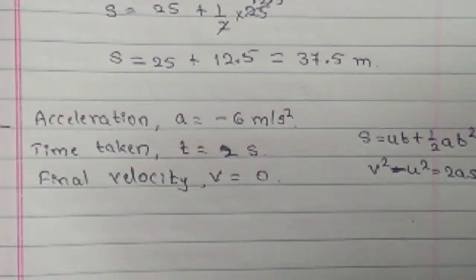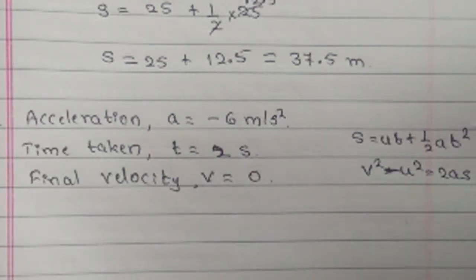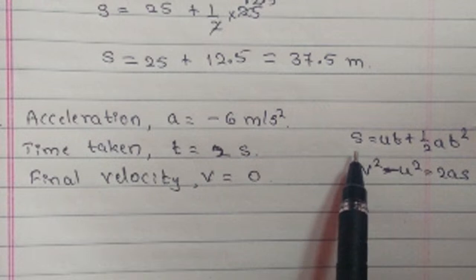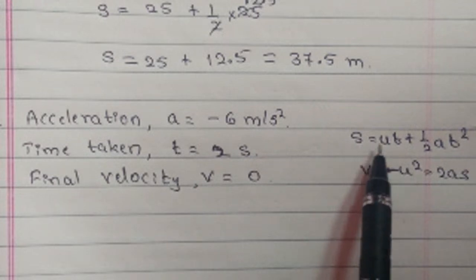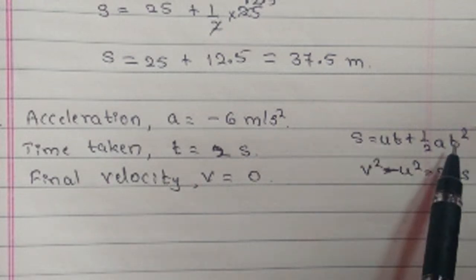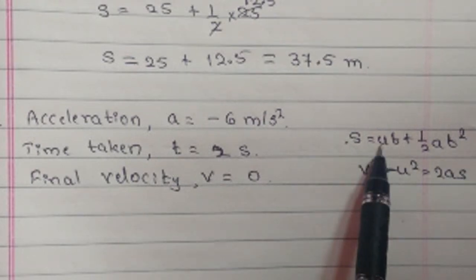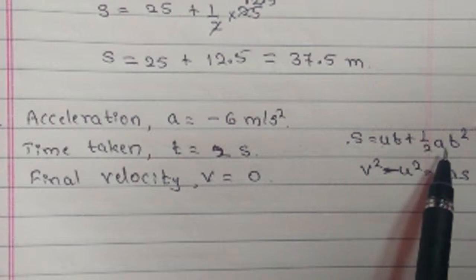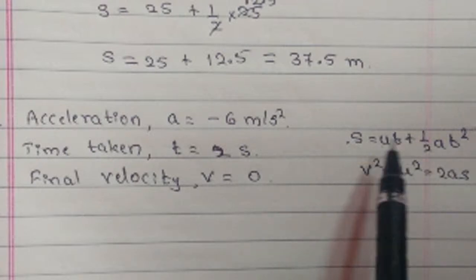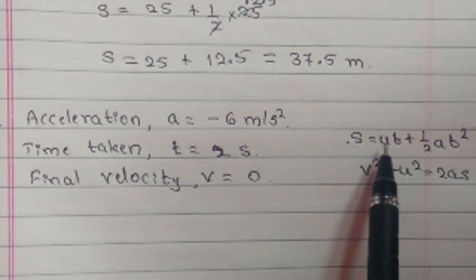These are the two formulas we can use in this problem to find the distance. But consider the first expression, s equals ut plus half at square. S is unknown, initial velocity is unknown, time is given, acceleration is given. Single equation, two unknown quantities. So distance is unknown, initial velocity is unknown, therefore we can't use the first formula.